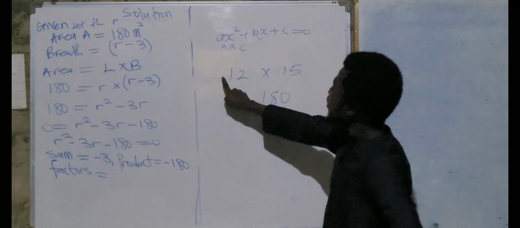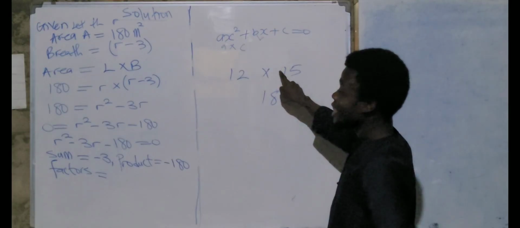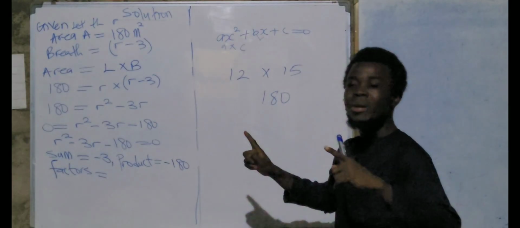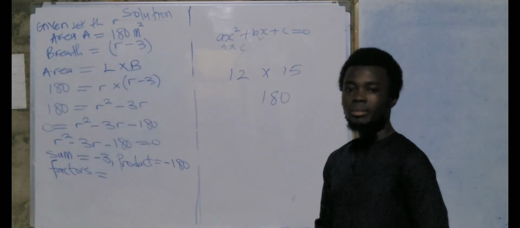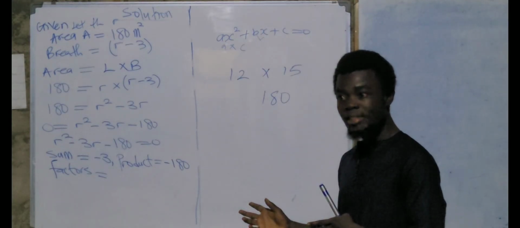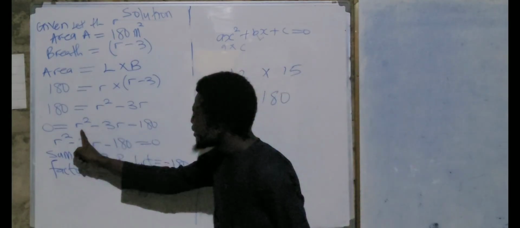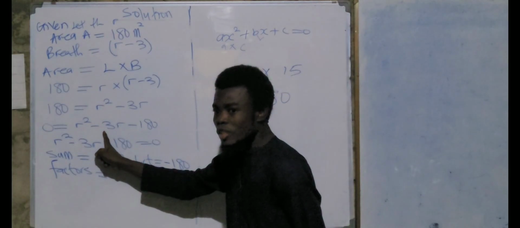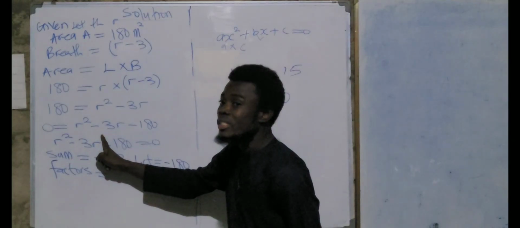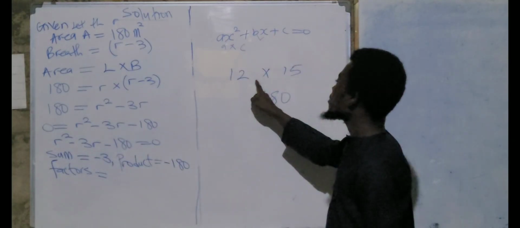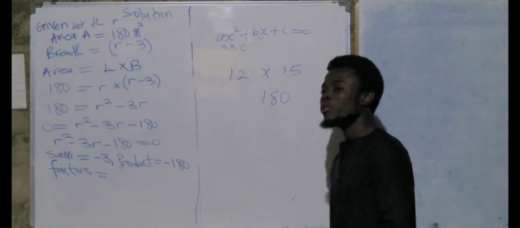Good. Now, if you put a negative sign here and you put a negative sign here, mind you, negative multiplied by negative gives you positive. That is, minus times minus gives you a plus, right? But observe again, this sum here, is it negative or positive? Negative. That means one of these must be negative and one must be positive.